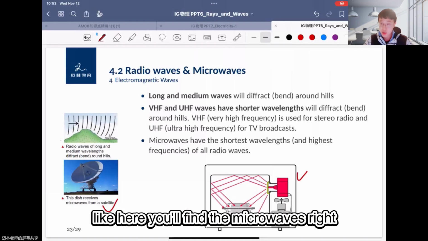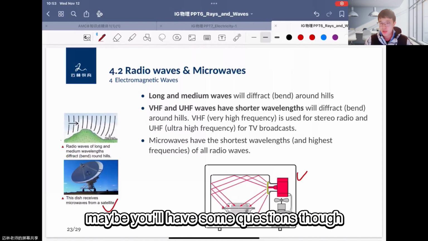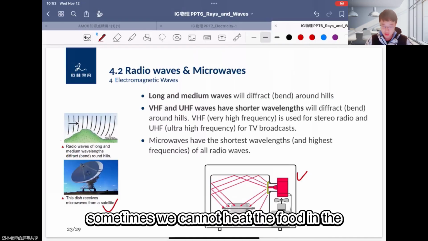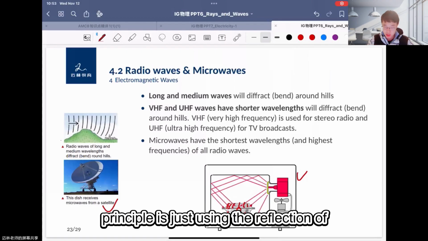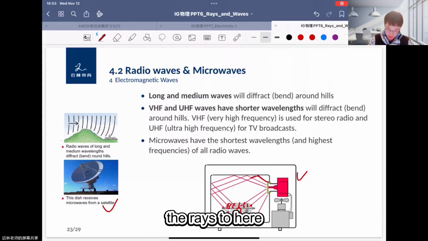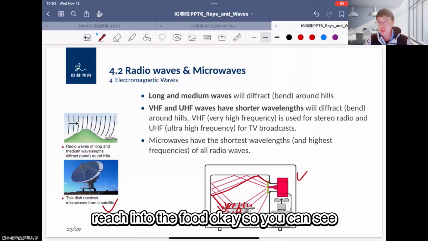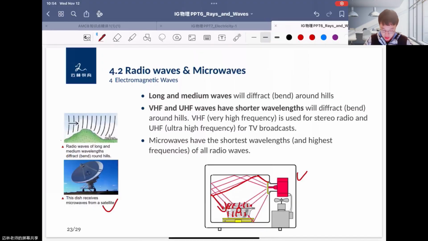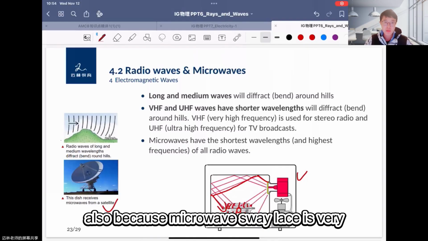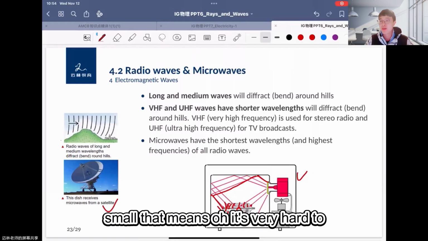And microwaves have another usage. Here you can find the microwave oven, and you can use it to heat up food. Maybe you have some questions: sometimes we cannot heat the food in the center, and can only heat the surface. It's because the microwave principle uses the reflection of the rays, so it can only touch the surface of the food and cannot reach into it. It's also because the microwave wavelength is very big, so the penetration ability is very small. That means it's very hard to penetrate.